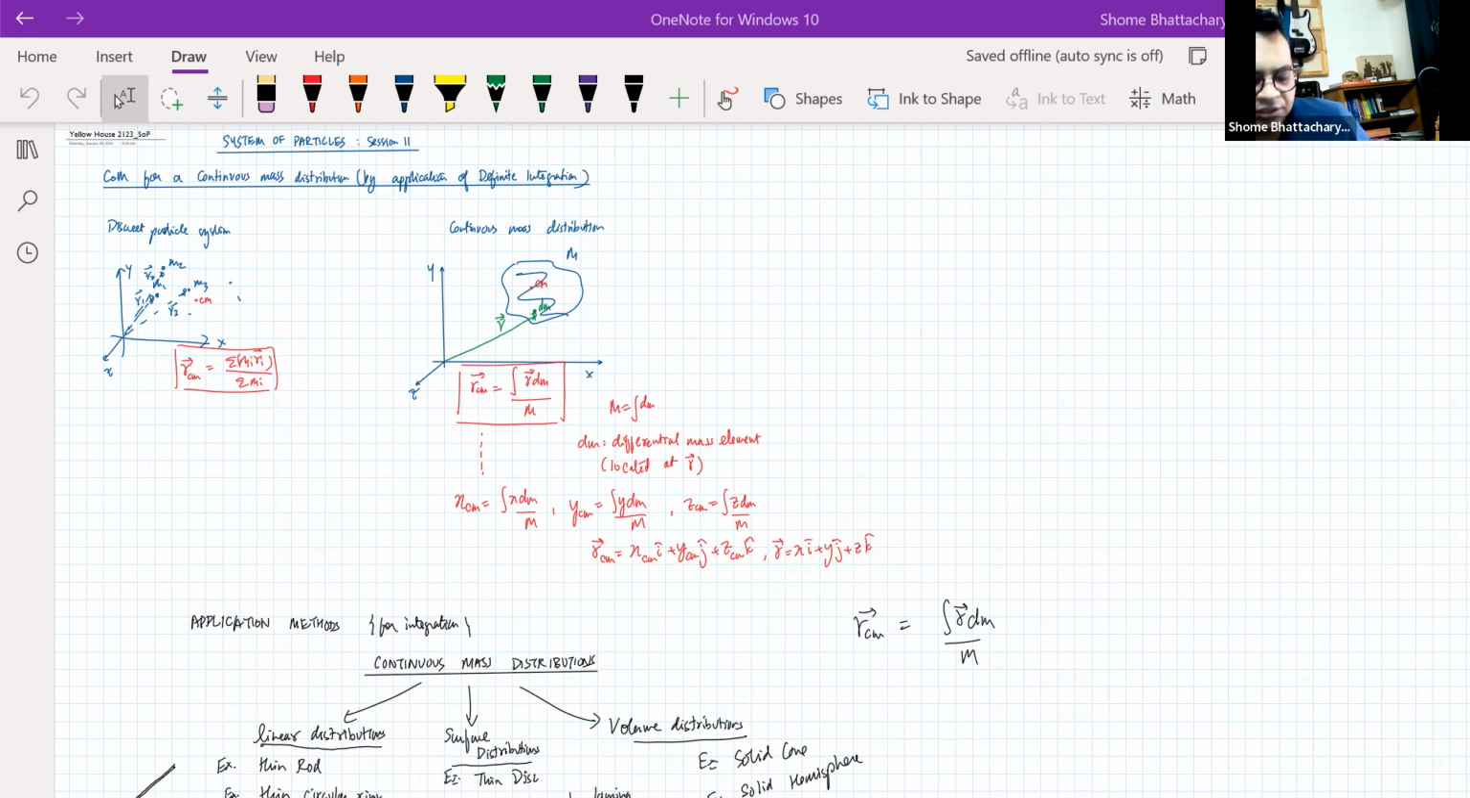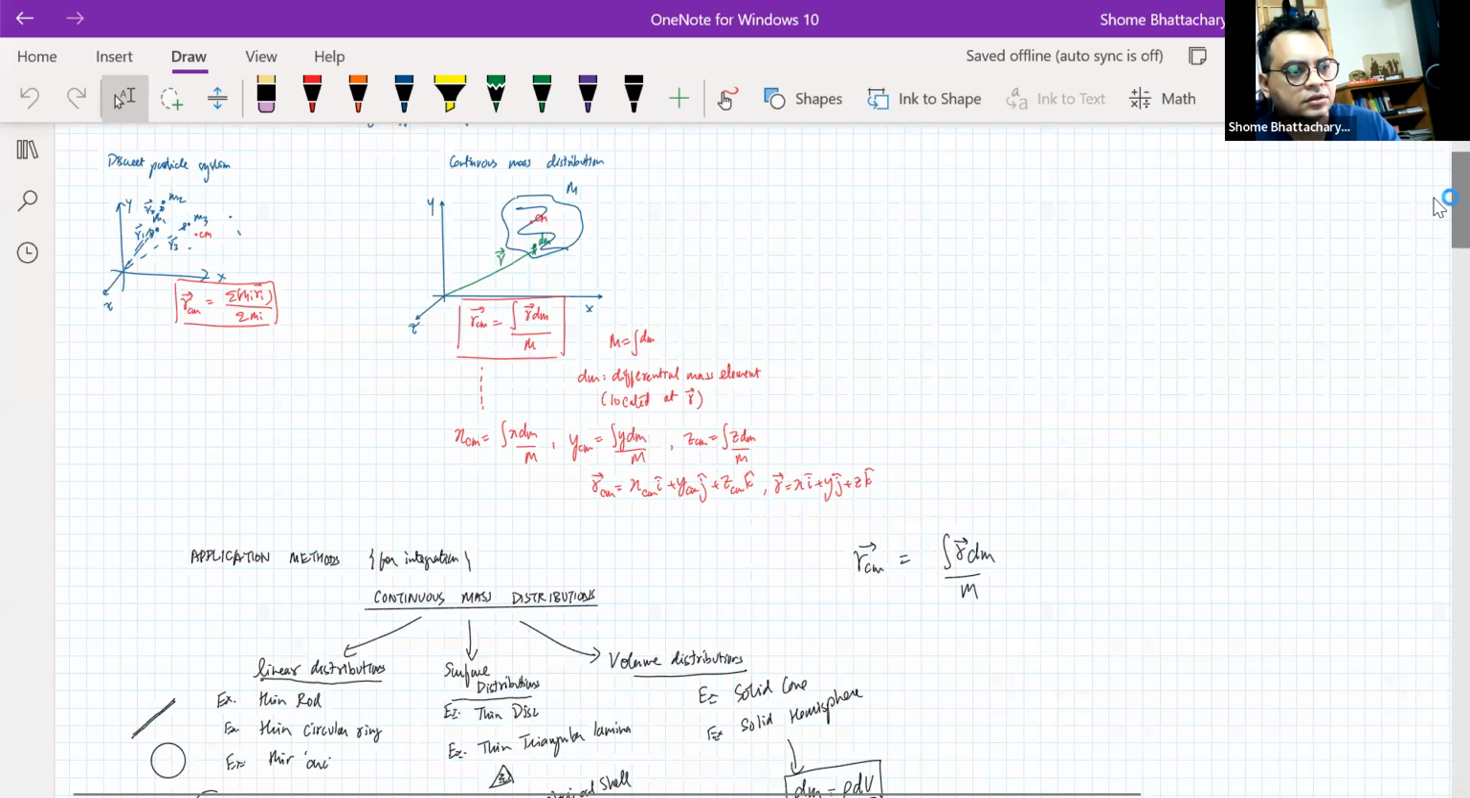Yeah, so we were discussing the calculation of the position of the center of mass for a continuous mass distribution by application of integration. Okay, so we saw that just like in the case of discrete mass systems, we define the position of the center of mass like this.